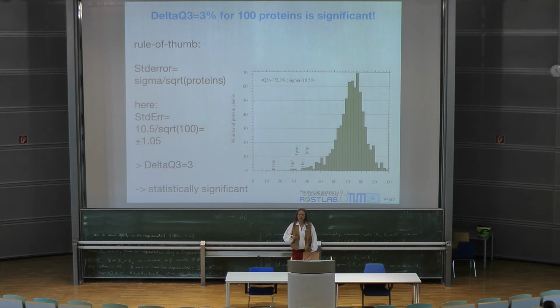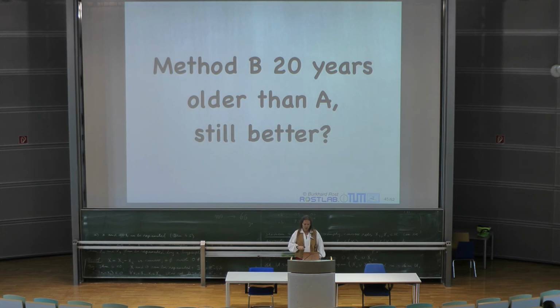Okay, here's another question. In this particular case, I should have put it the other way around. Say method B would be 20 years older, so the difference between method A and B would be such that method B is 20 years older than method A. Could B still be better? B again was the one with 63, A was with 60, but B is old.